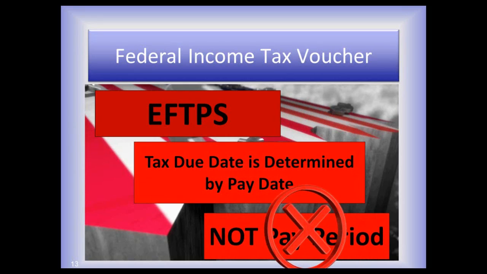For more information on federal income taxes, retirement taxes, Medicare and Social Security, please go to the IRS website. A good source of information on their website is IRS Publication 15, also known as Circular E.